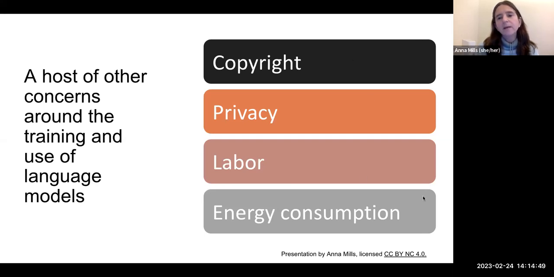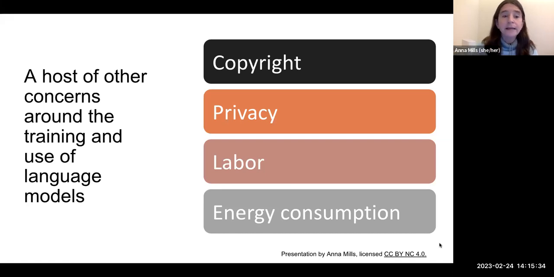Yes, so besides the truth and the bias questions, there are a host of other concerns around the training and use of these language models, including questions about whether the companies had the right to train the models on all the human writing that they did without the permission of those authors, whether there are copyright violations sometimes in the outputs. Sometimes it does plagiarize occasionally. There are privacy concerns about both the data that was used for training and what happens to our data when we use these tools, when we prompt them with something that might be personal.